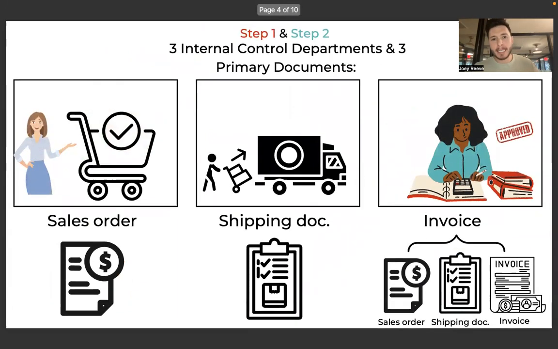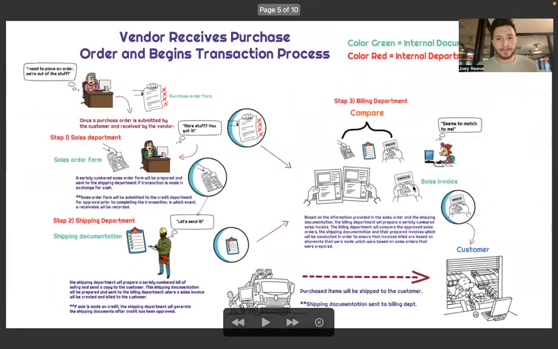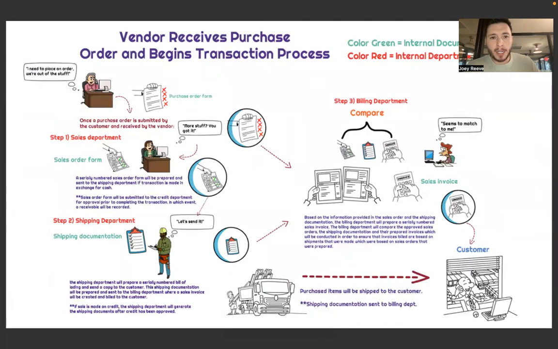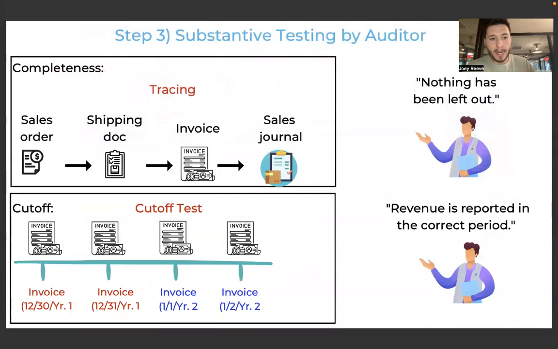Now that we have gone through that, and this is straight from the Universal textbook, this breaks it down in a little more detail. What we just talked about: the sales department sends out the sales order once they place the order to the shipping department. They send it out, and the billing department compares the three. The three documents I really need you to focus on are sales documents, shipping documents, and invoices when it comes to the revenue cycle. Now we're going to get into the actual audit work.